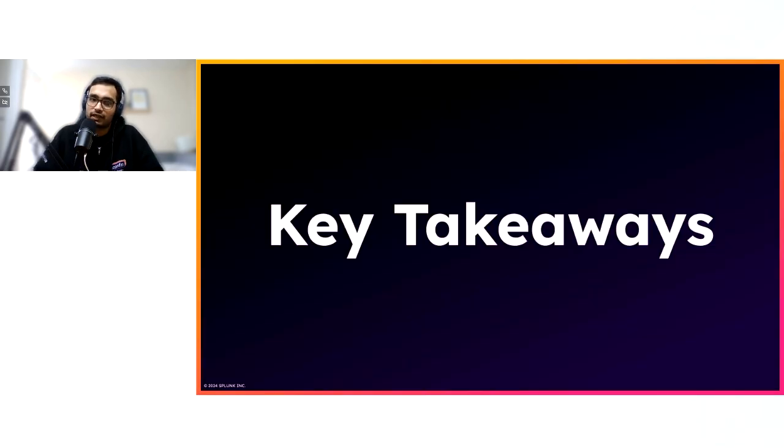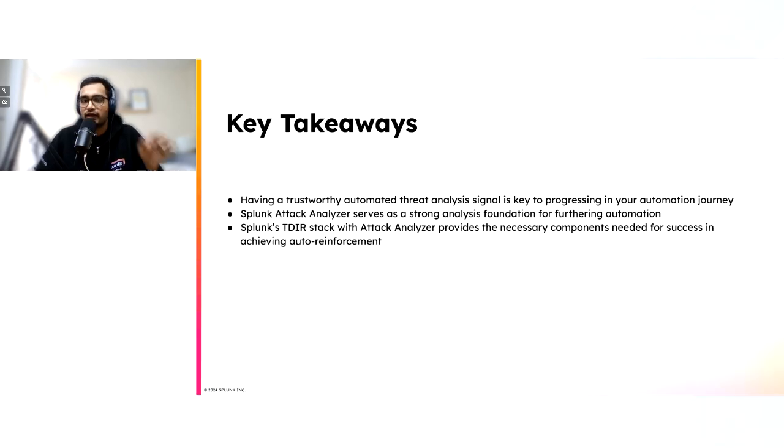Summarizing the key takeaways again, right? I think having a trustworthy automated threat analysis or investigation signal is really key to making progress in your automation journey. If you can trust that investigation layer, you can first throw more stuff at it from the detection layer and also take more actions from a containment or a reinforcement layer standpoint, right? That really is the fulcrum that all of this is built on top of.